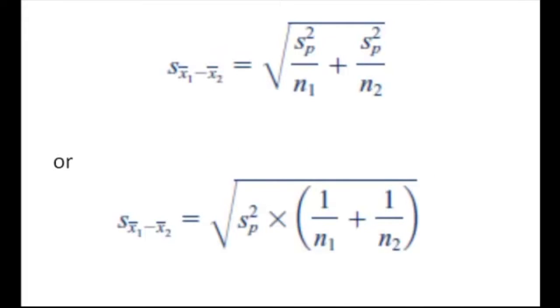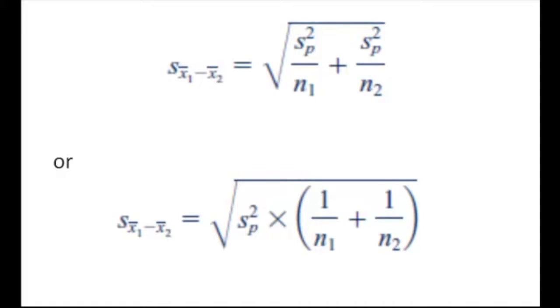The variance of one sample mean x bar is the population variance over the sample size. When we take the difference of two independent means, then we just sum their variances. We then take the square root to get the standard error of the difference in two sample means. That is, we get the square root of SP squared over n1 plus SP squared over n2. The SP squared is common, so we write this as the square root of SP squared times 1 over n1 plus 1 over n2.